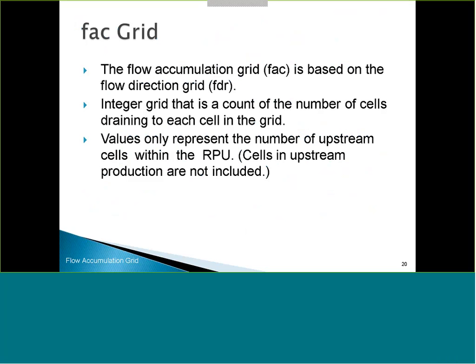The flow accumulation grid is based on the flow direction grid, the FDR. The FAC, the flow accumulation grid, is an integer grid that represents the count of the number of cells draining to each cell within the RPU. The flow accumulation grid values only represent the number of upstream cells that drain to a given cell within that particular RPU. Cells from upstream or adjacent RPU, raster processing units, are not included in the count.